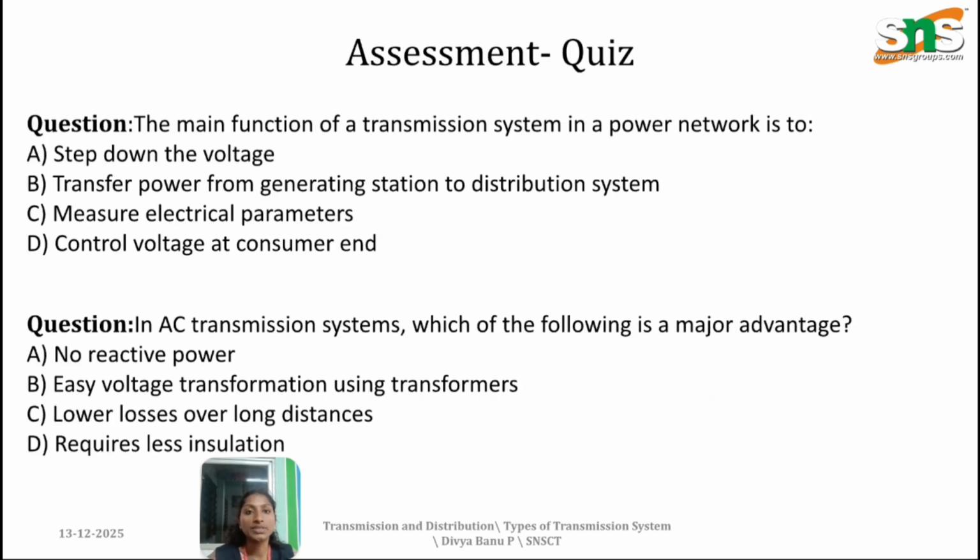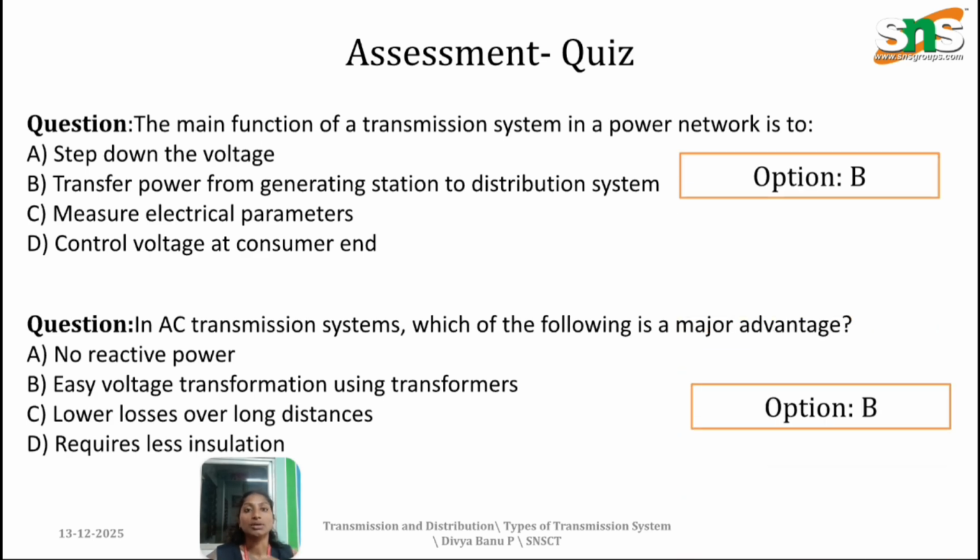Coming to a quiz here: the main function of transmission system in a power network is to transfer power from generating station to the distribution system. In AC transmission systems, which of the following is a major advantage? It is easy voltage transformation using transformers.